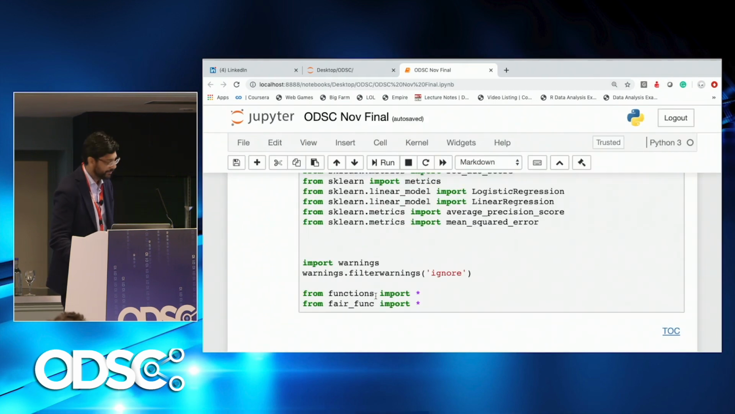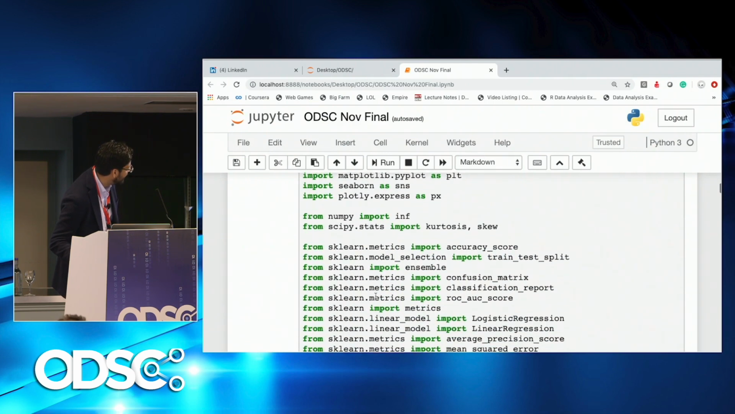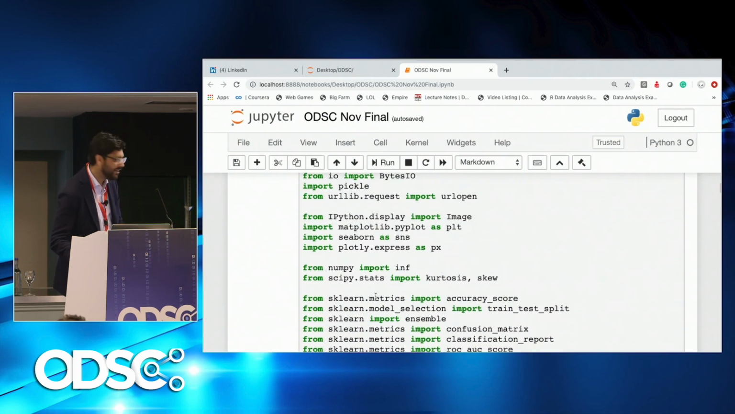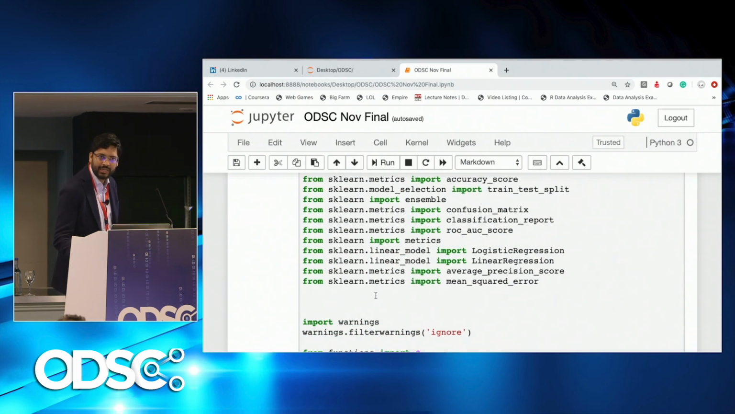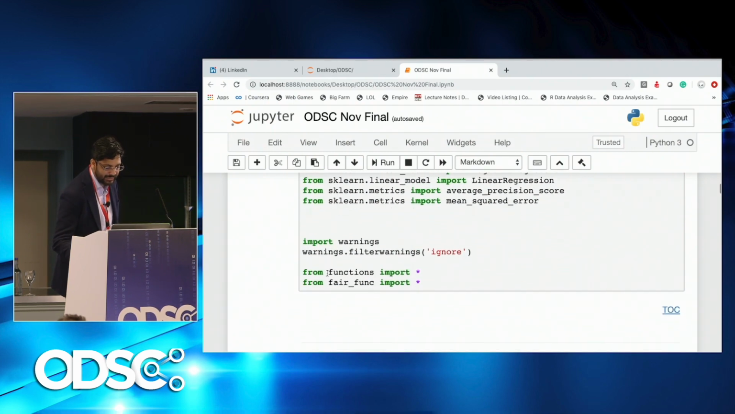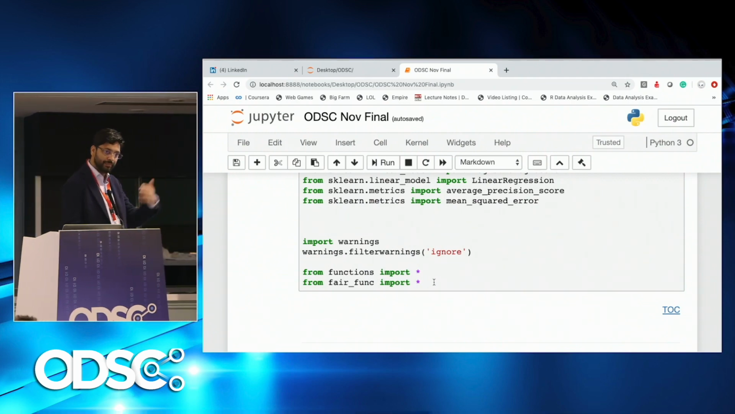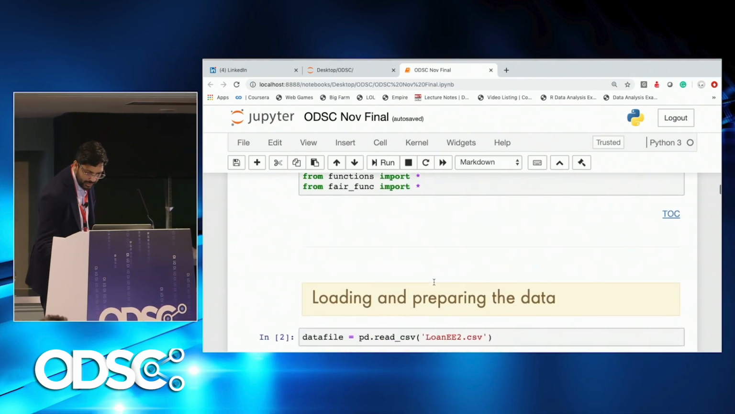So these are basic Python libraries: Plotly, Seaborn for graphics, a few sklearn models. Basically, I've used logistic and linear regression models. You can use any regression model or any classification model. And then these are two functions which I've written, which I'll be importing so that I can do my analysis test for bias. But I'll talk about this function in some time.